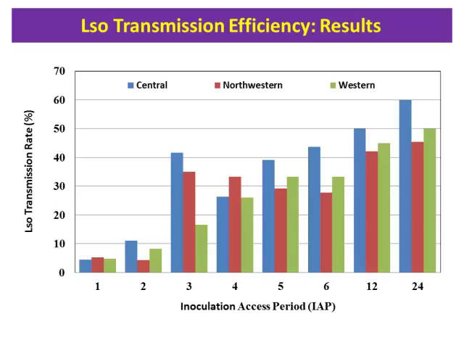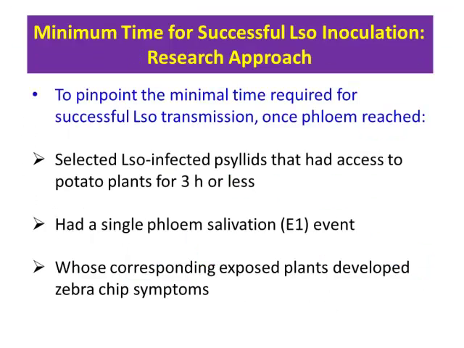And it doesn't matter whether they are central, northwestern, or western, which was very interesting. So it looks like the transmission efficiency is similar. One thing we really wanted to know: Jeremy, in his previous study, showed that it takes about 6 hours for the psyllids to infect the plant. So we have known about this. But with EPG, we were able to narrow it down to 3 hours.